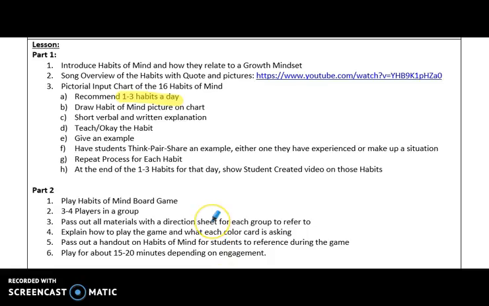They will also have a little handout on what the habits of mind are, just as a quick reference. They'll also be able to reference the pictorial input charts that are hanging in the room. You explain how to play the game really quickly, and then you let them play for 15 to 20 minutes, and you can judge whether or not they need to be cut off sooner or later, depending on the engagement of the groups.